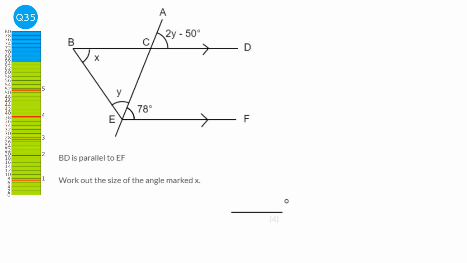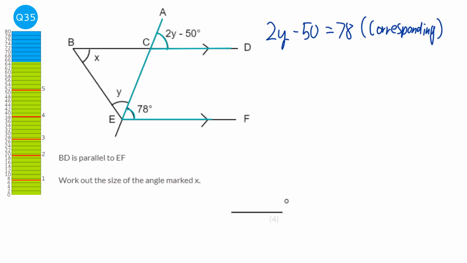To find out what the value of x is, we first of all have to find out what the value of y is. And we can notice that we've got 2 sets of parallel lines here, and a line going through them. And we've got these F angles, which we have to call corresponding angles. So we know that 2y minus 50 is equal to 78. And we must write down the reason, so corresponding angles. And corresponding angles are equal.